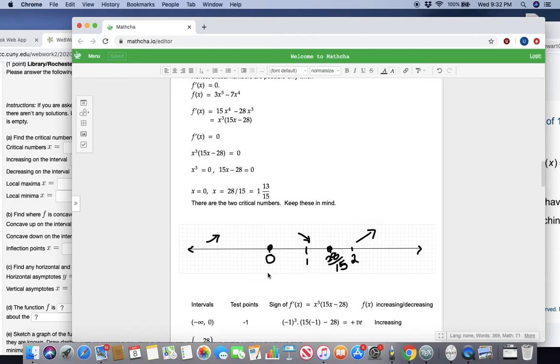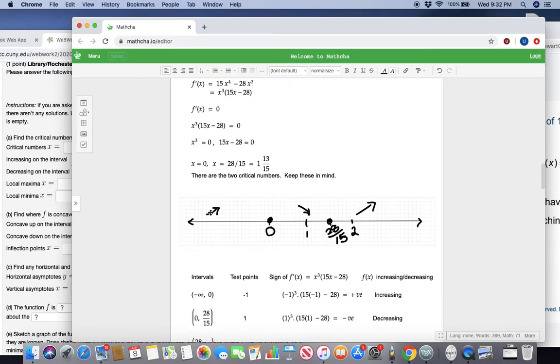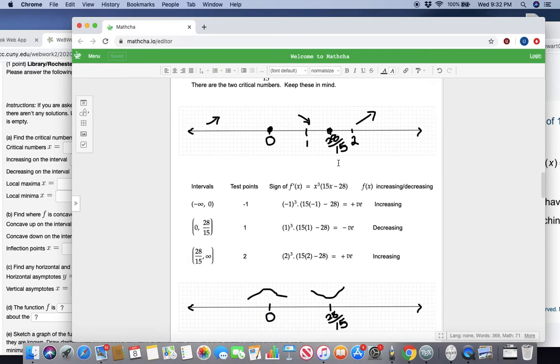1 is here, 0 is here. So this is one particular critical number and this is the other critical number. These are very important critical numbers, so keep these in mind. Question is, where is my function increasing, decreasing, increasing? How do I know this? Well, the only way to know this is to use critical numbers. With these two numbers, you can cut the real number line. These are your cut points.